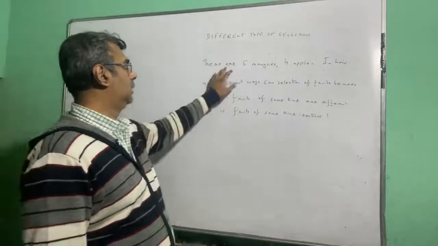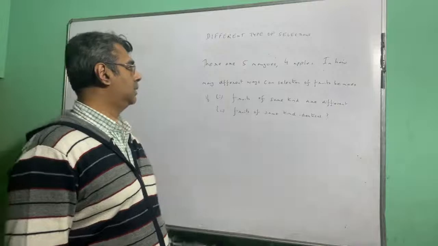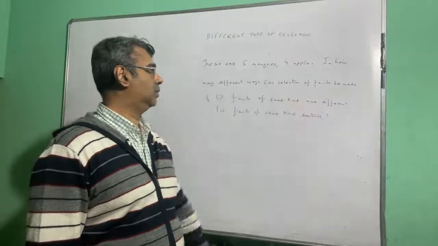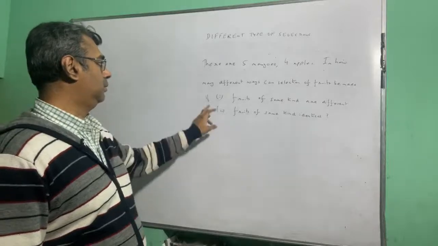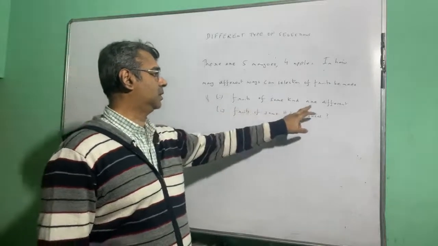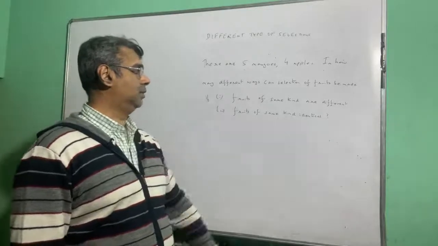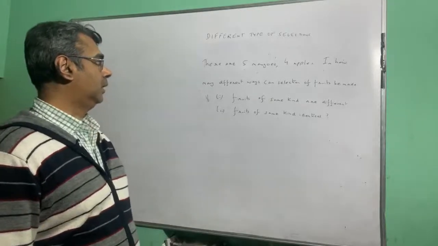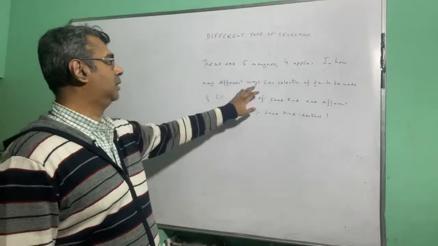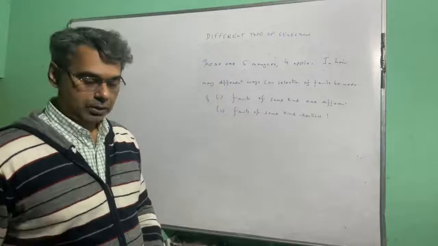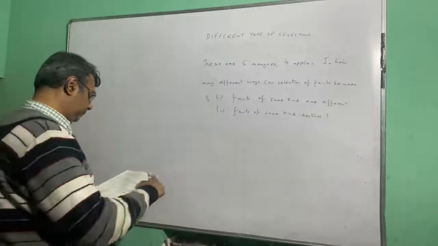Okay, it is written that there are 5 mangoes and 4 apples. In how many different ways can selection of fruits be made if number 1, fruits of the same kind are different, and number 2, fruits of the same kind are identical? Okay, and it's written how many different ways, so we are not sure how many are going to be selected. So how to do this type of sum?